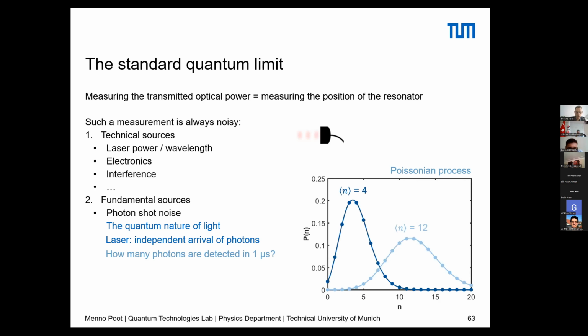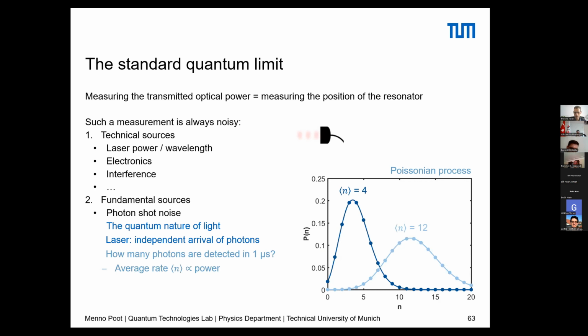So if on average you are going to measure 4 photons arriving in 1 microsecond at your detector, then there's also probability to have 3 or 5 or even 10. It is a smaller probability than 4, but still there's a finite probability to measure 10. If on the other hand you have now an average number of 12, then you can see this distribution has become broader. This is the Poissonian distribution. And also it has moved to higher values, and the expectation value is in this case 4, and in this case 12.